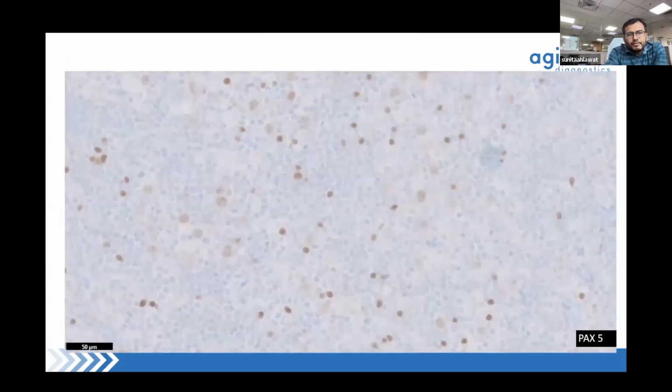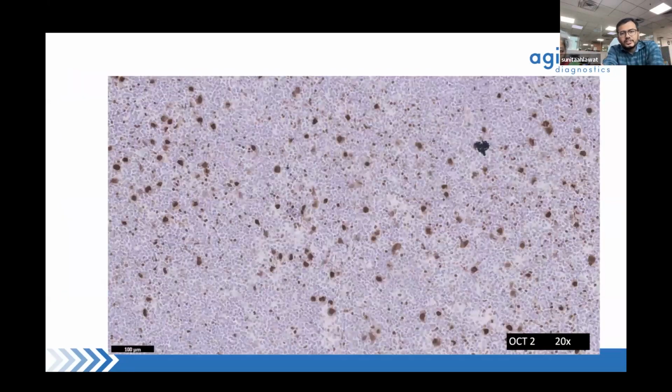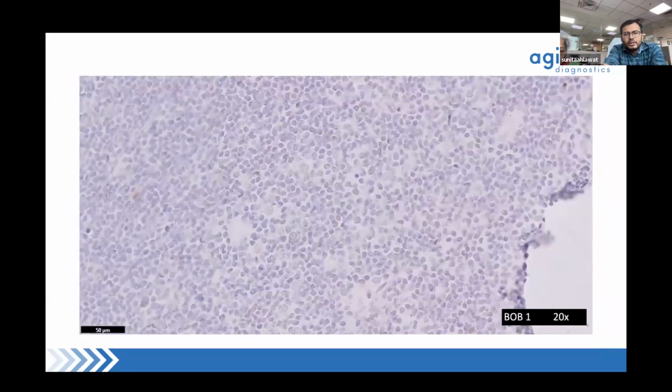This is PAX5. We can see the internal control of the small lymphocytes, which are dark and bright, as compared to the large cells, which are very dim, very mildly positive. And MUM1 here was variably positive. We can see, as I have already shown, some cells are negative and some cells are positive for MUM1. And this is OCT2. The large cells are strong OCT2 positive, and this is BOB1. The large cells are BOB1 negative.